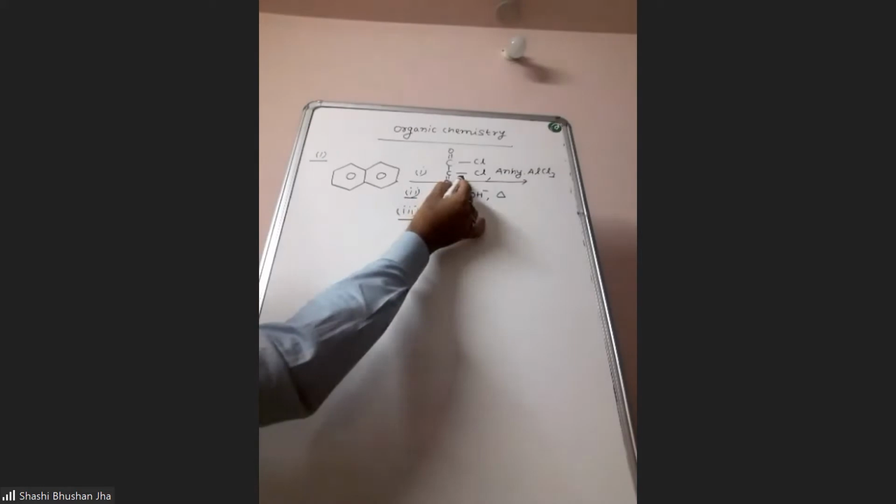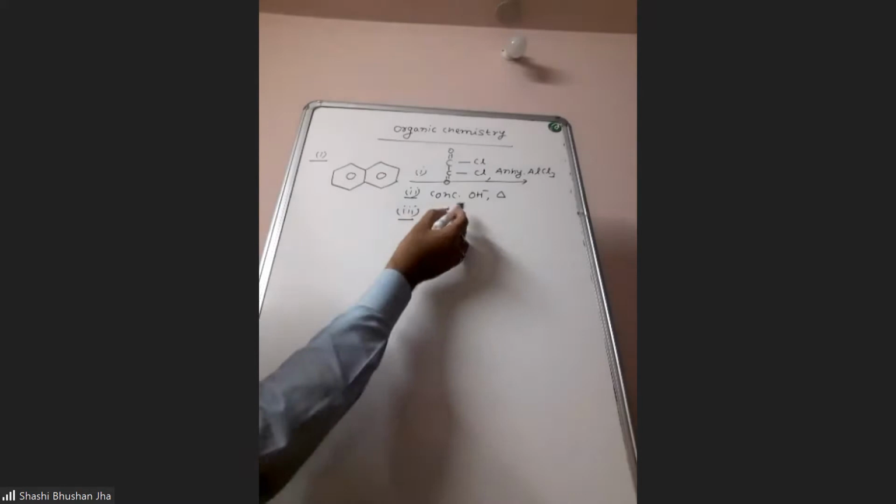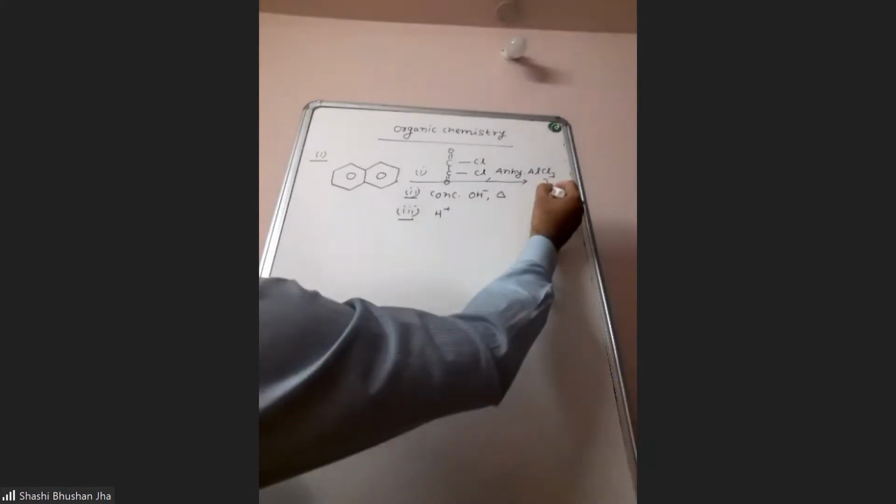So this is naphthalene. Naphthalene is reacted with this reagent first in the presence of anhydrous aluminum chloride. Then the product obtained is heated with concentrated hydroxide, and after that acidification is done. You have to find the product of the reaction. Try to do it.